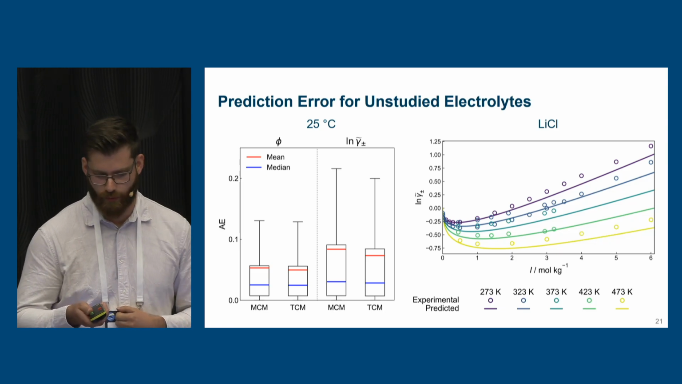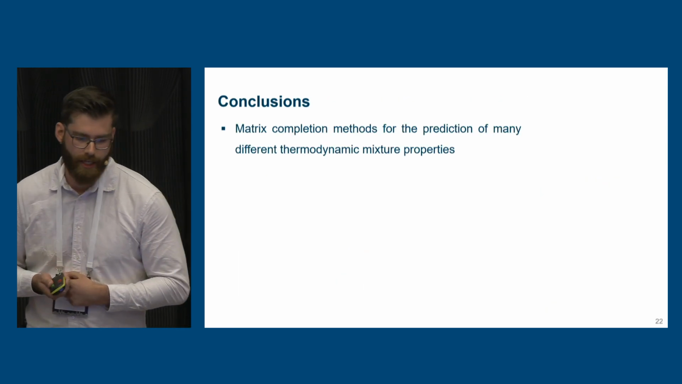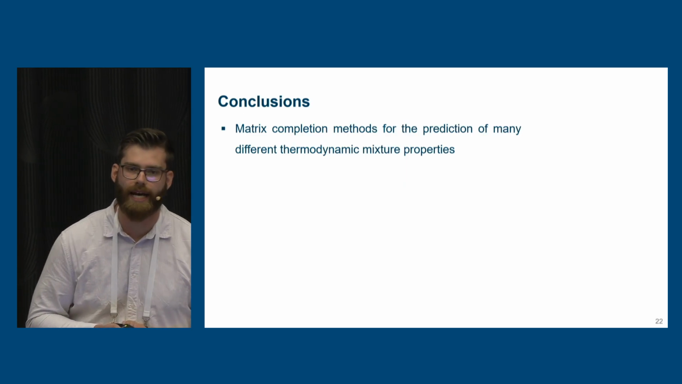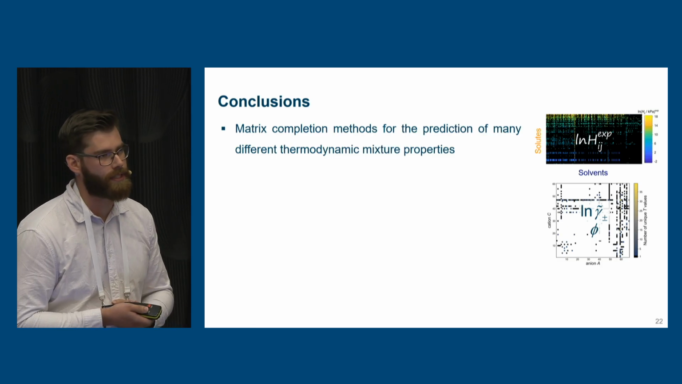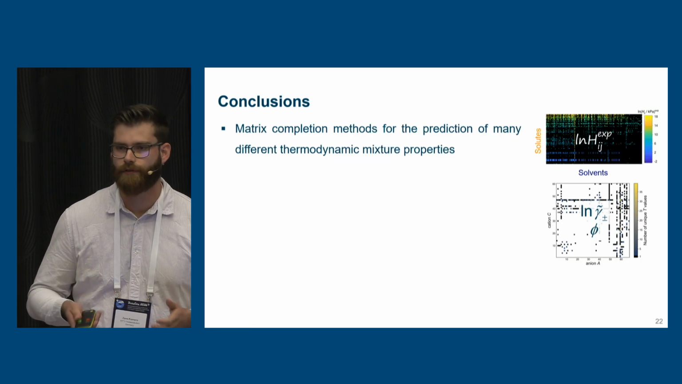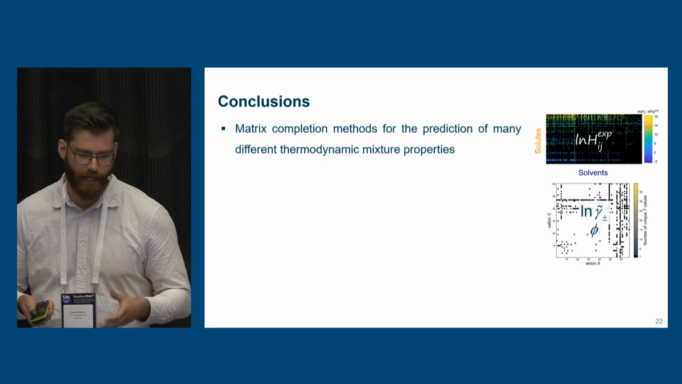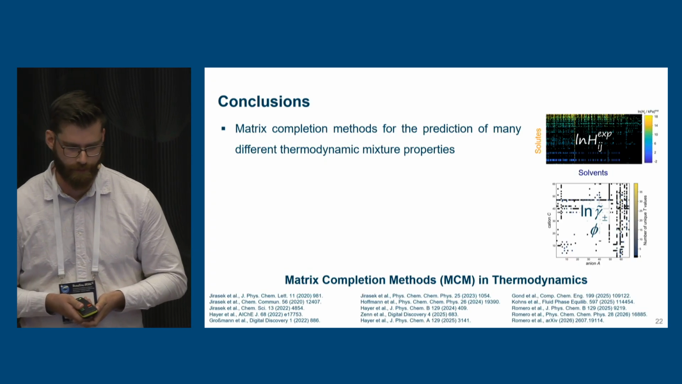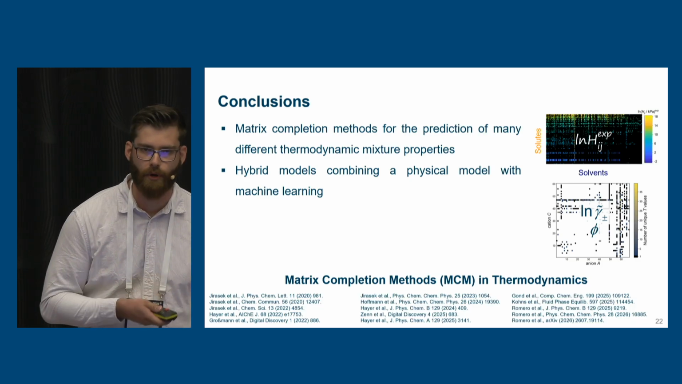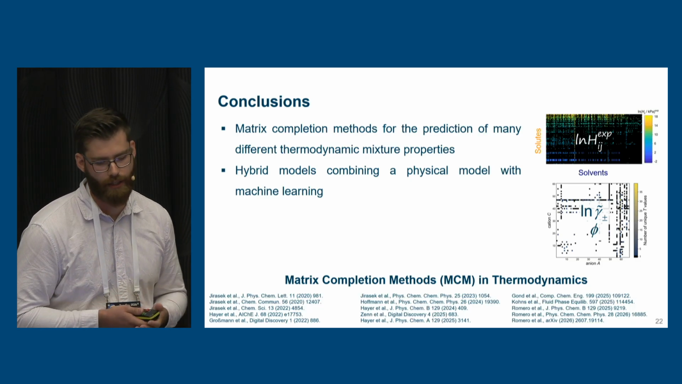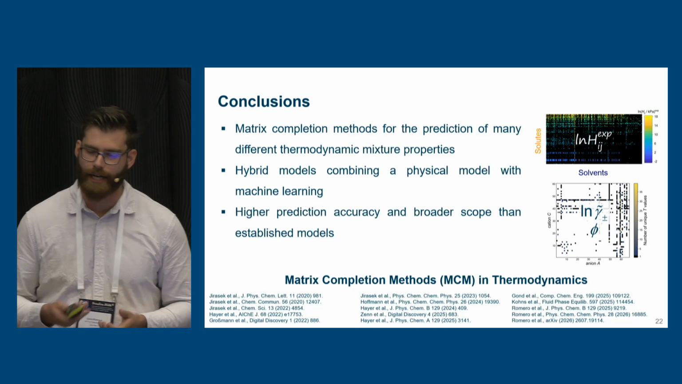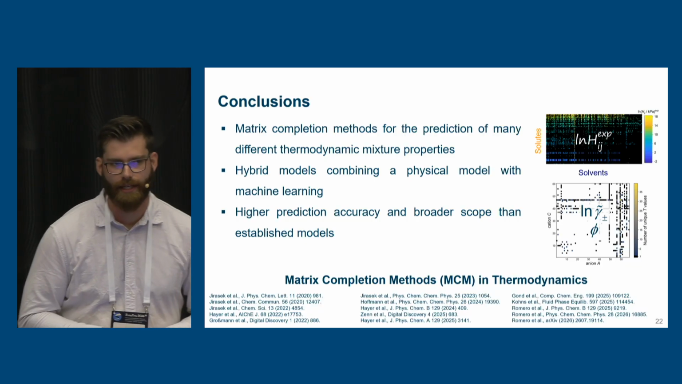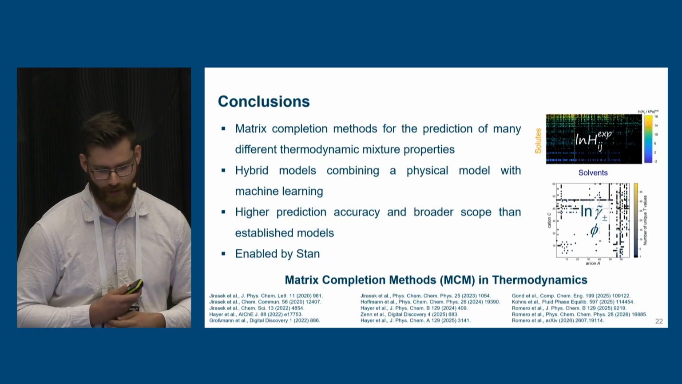Now, allow me to summarize what we've shown you. We've developed matrix completion methods for the prediction of many different thermodynamic mixture properties, including gas solubilities and activity coefficients in electrolyte solutions. But these have just been 2 examples, and we've actually already applied Bayesian matrix completion methods to many more thermodynamic properties in the past. For this purpose, we've used hybrid models that combine a physical model with a machine learning model and found higher prediction accuracies and also typically a broader scope than was possible with those established models. And all of this has been made possible thanks to Stan.